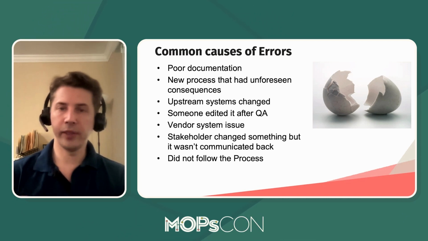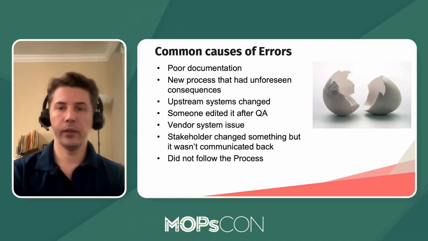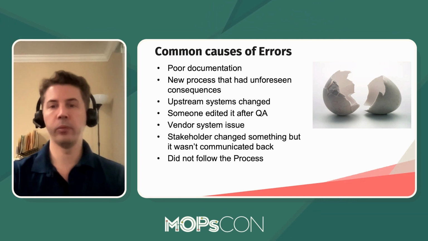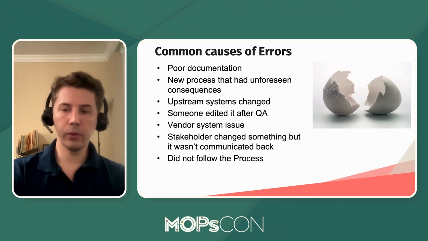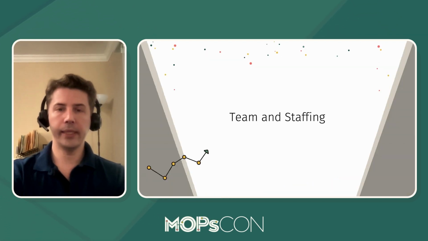But sometimes it's the vendor. Sometimes it's an upstream change where the CRM team changed 100 million records and didn't tell you for some reason. Now your journey broke. So remember, it's how you handle it and how you go forward. So let's talk about team and staffing.